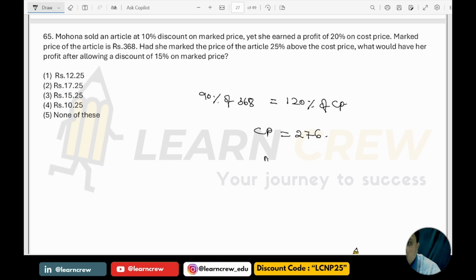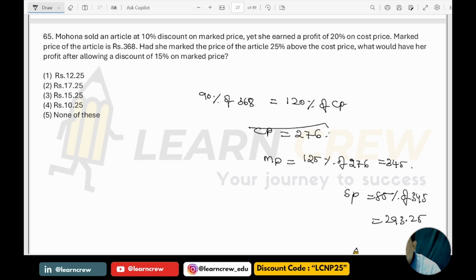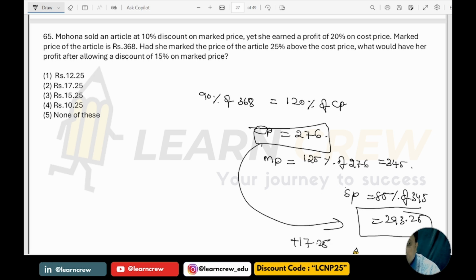So the market price now, how much? 25% more, so 125% of 276, which is 345. And again there is a discount of 15%, thereby it is sold at 85% of 345, which is 293.25. So cost price is 276, final selling price is 293.25, thereby there is a profit of 17.25. Option 2 is correct.